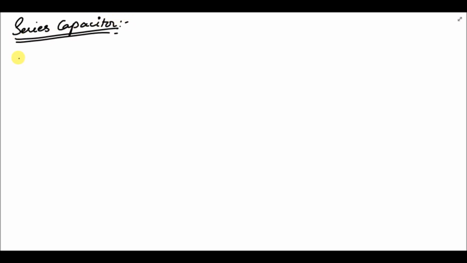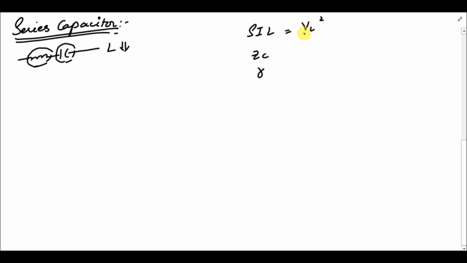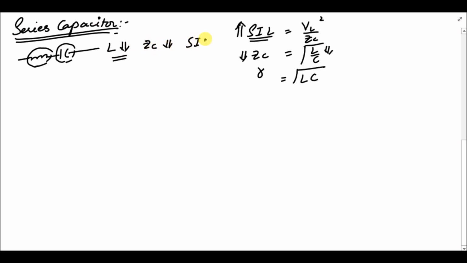Now with the addition of a capacitor, we already have an inductor in the series branch, and this capacitance will nullify the effect of this inductor, which means the inductance will reduce. And the formulas of surge impedance loading, ZC and gamma, are VL square over ZC, under root L over C, and under root LC. So with the decrease in the value of inductance, ZC will decrease and the surge impedance loading value will increase, which is desirable.